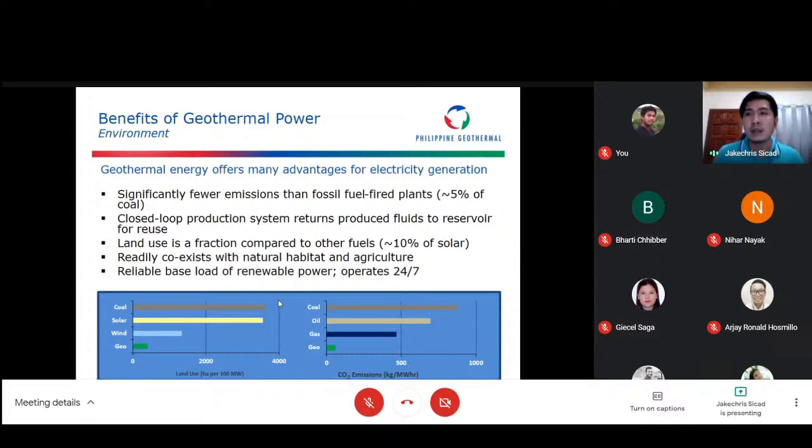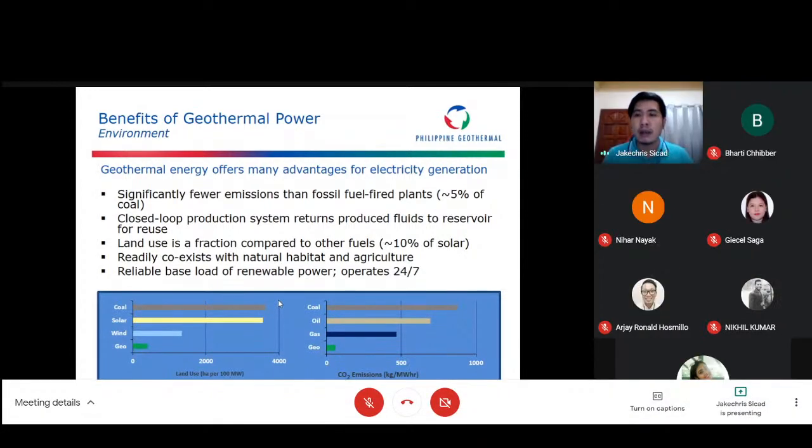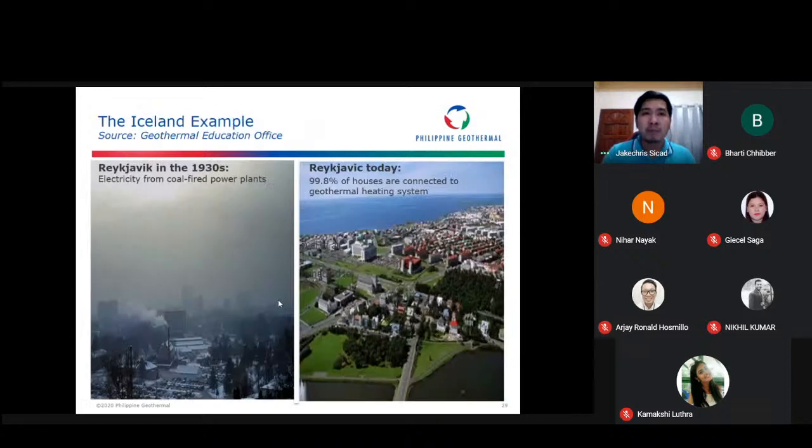And if we look at most of our facilities, these facilities are installed in mountainous areas, and they readily coexist with the fauna and the flora in the area. And it also has a reliable base load of renewable energy, which means that it's available and operates 24/7. And this is just a clear example of the benefit of geothermal energy. So this is an example from Iceland.